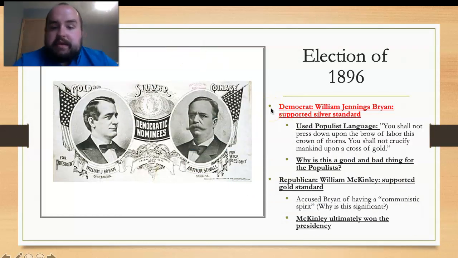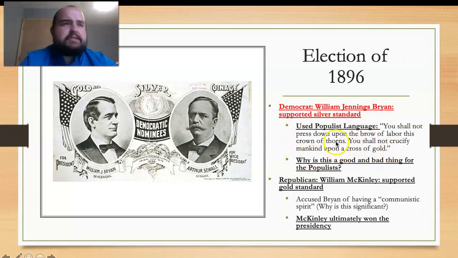In 1896, there was, of course, a Democrat and a Republican running. The Democrat was William Jennings Bryan, and the Republican was William McKinley. Interestingly, William Jennings Bryan, just like the populists, supported the silver standard. He also used populist language and populist rhetoric. He was quoted in a speech as saying, "You shall not press down upon the brow of labor this crown of thorns. You shall not crucify mankind upon a cross of gold."